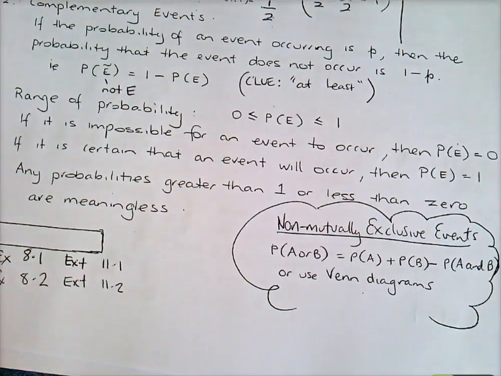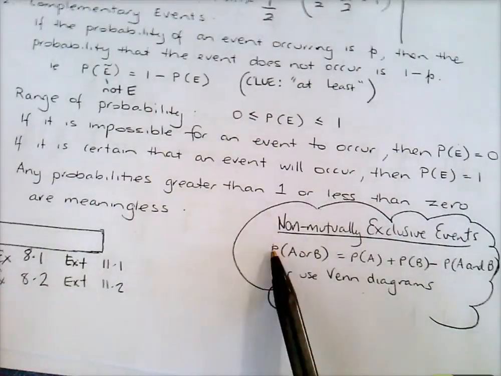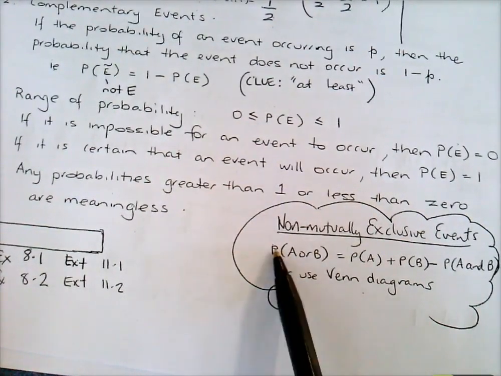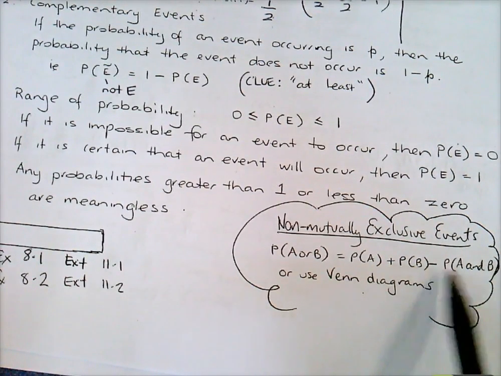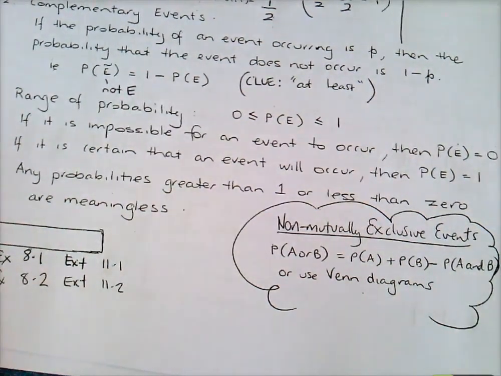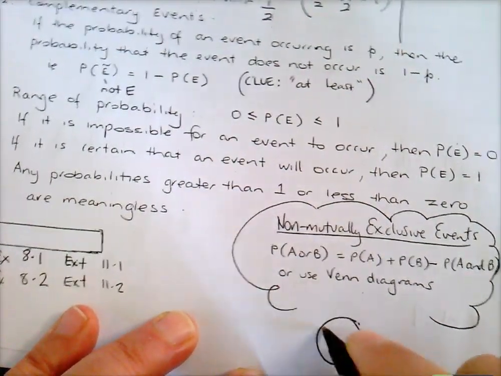If we ask you about non-mutually exclusive events, now, when we looked at the other side of the page, it said mutually exclusive means one can't occur when the other one does occur. Now, I'm going to do an example of non-mutually exclusive events here. I might say to you, probability of A or B is the probability of A plus the probability of B minus probability of A and B.